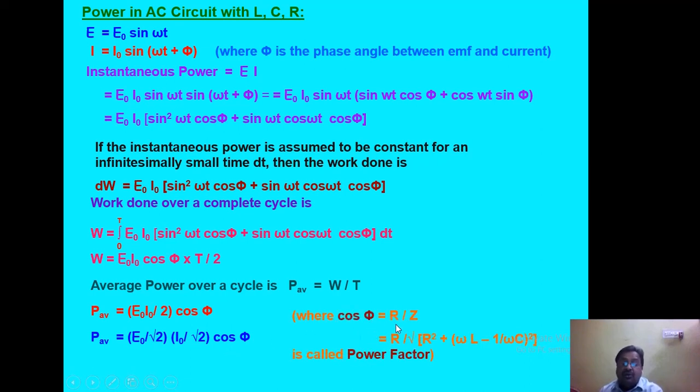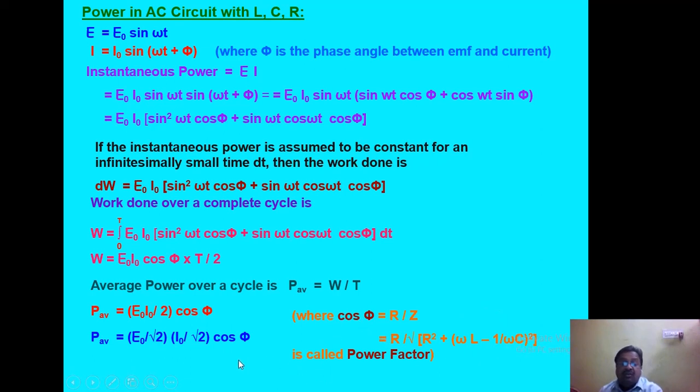And here, already I had told you, cos phi is called the power factor. It is the ratio between resistance and impedance of the circuit, and for an LCR circuit, impedance is given by the square root of R square plus (omega L minus 1 by omega C) whole square. So this is the expression for your power factor.